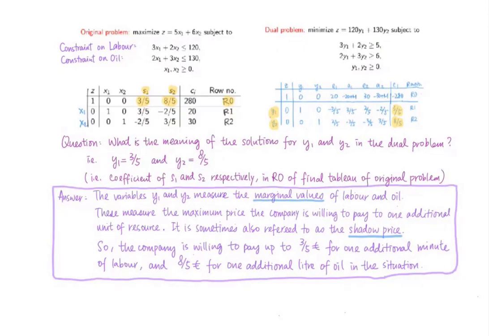So in our situation, the company is having 120 minutes of labor time and 130 liters of oil. The company is willing to pay up to 3 over 5 euro, that is 0.6 euro, for 1 additional minute of labor, and 8 over 5 euro, that is 1.6 euro, for 1 additional liter of oil.